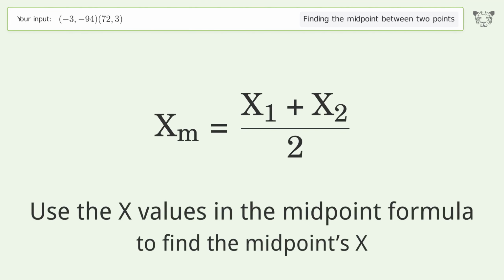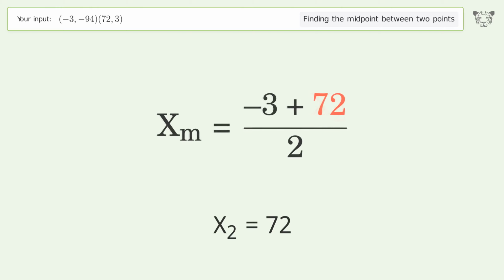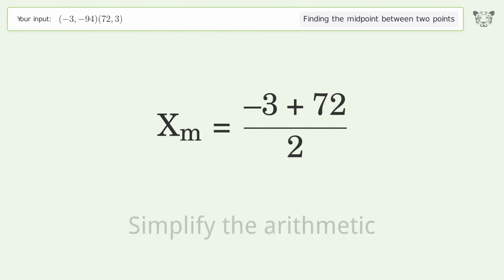Use the x values in the midpoint formula to find the midpoint's x. x1 equals negative 3. x2 equals 72. Simplify the arithmetic.